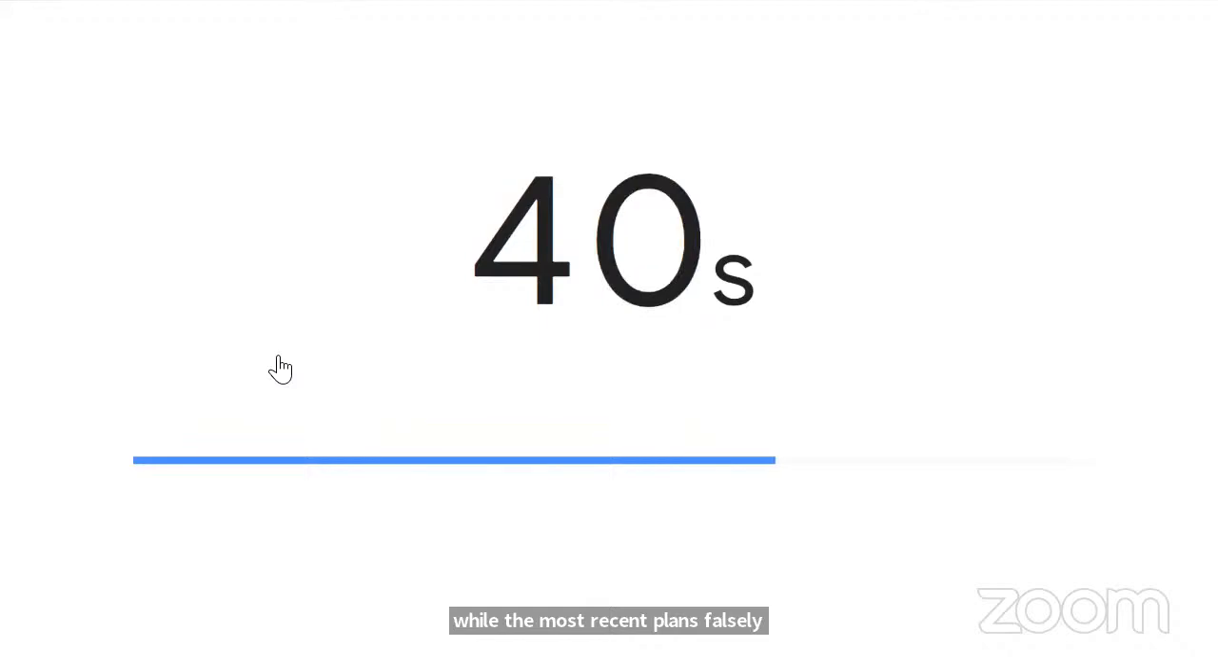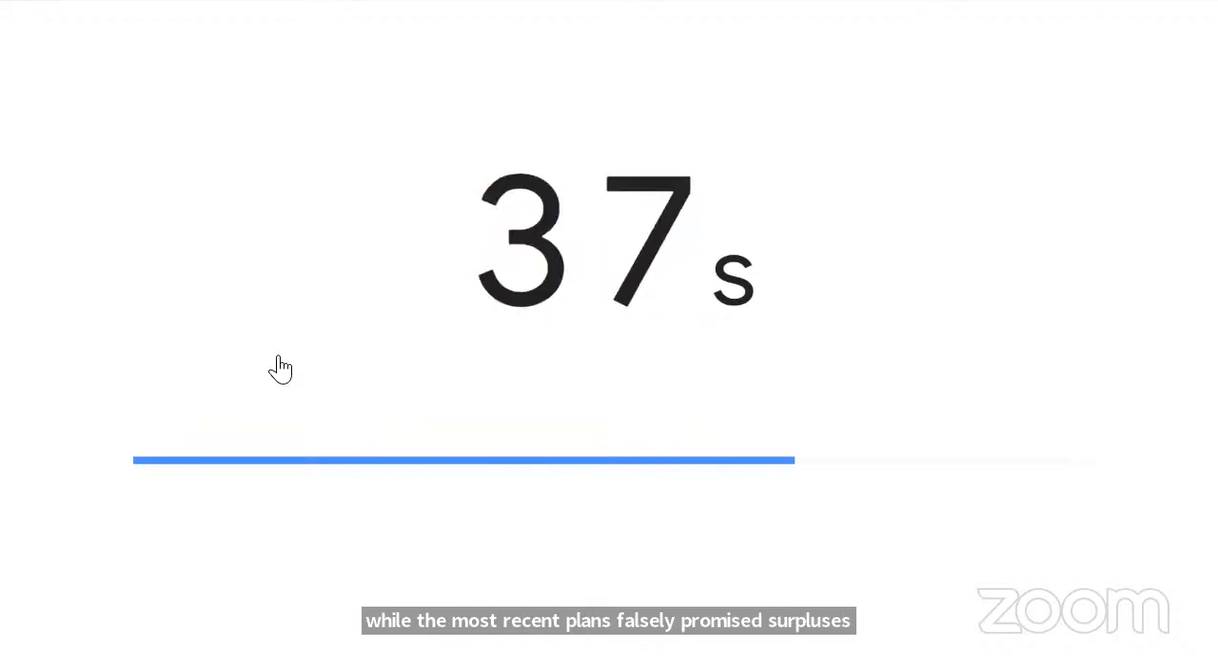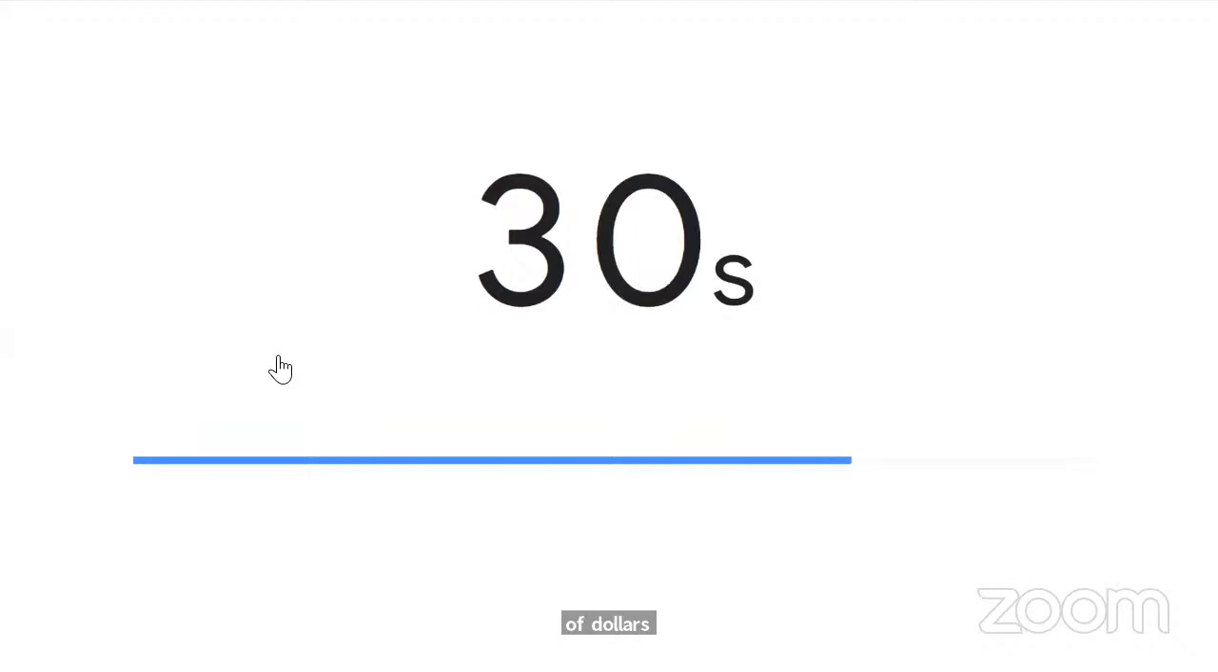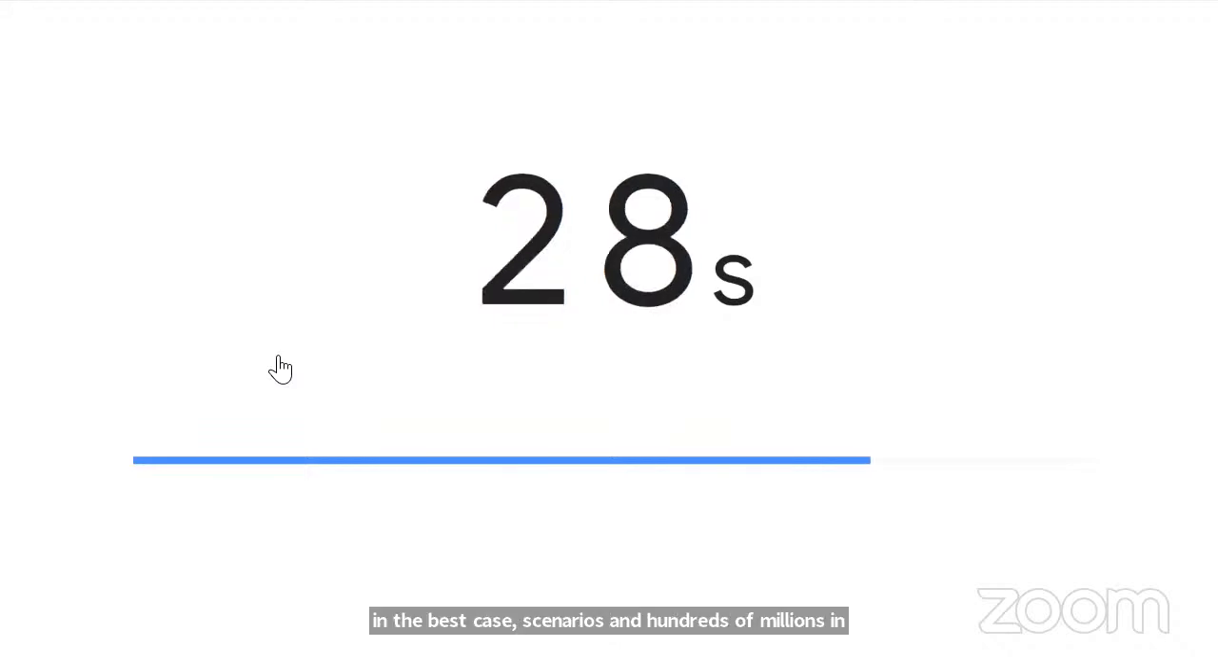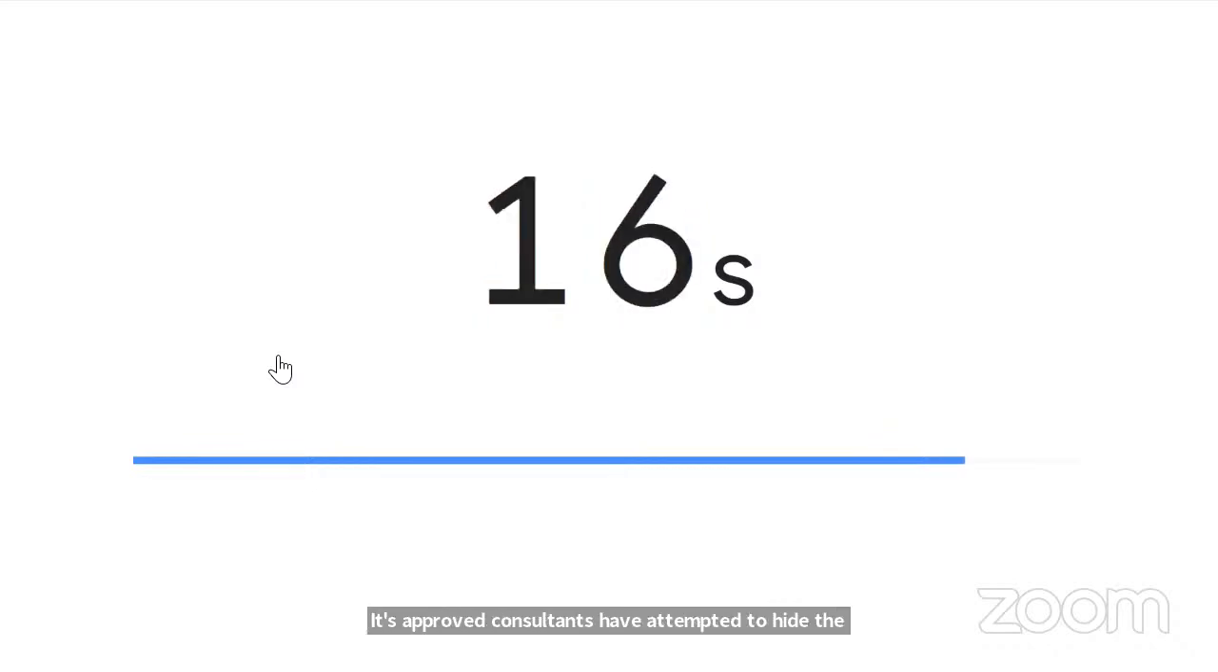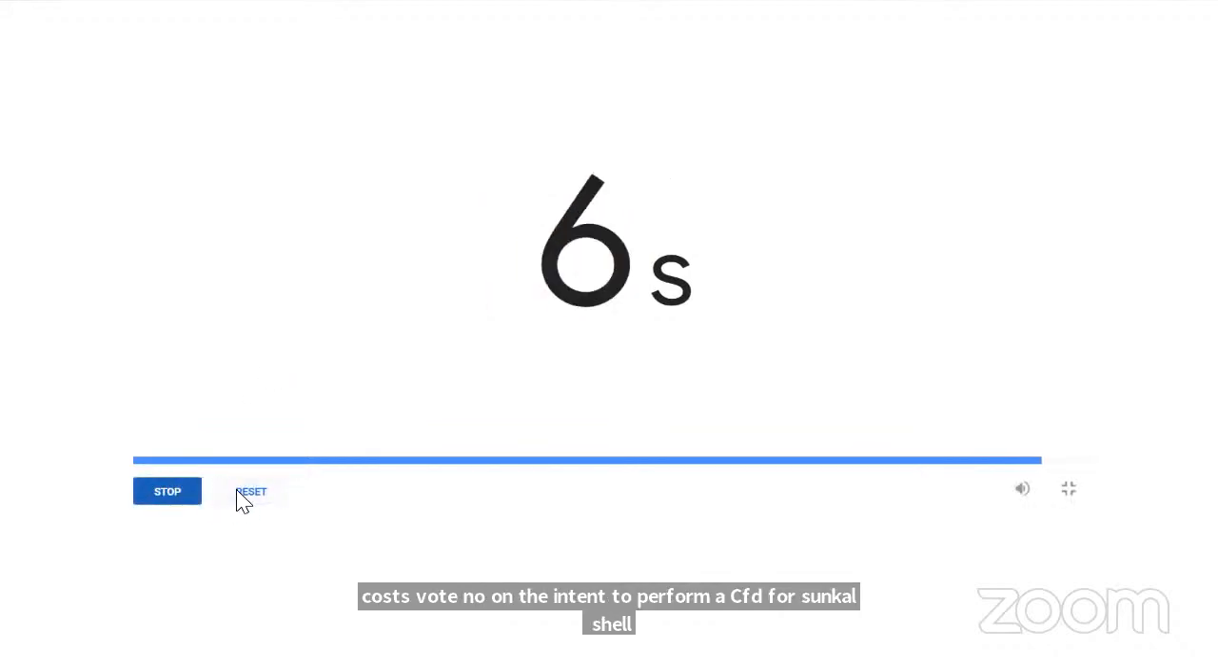According to 3 independent analyses, the SunCal plan will cost our general fund tens of millions of dollars in the best case scenarios and hundreds of millions in the worst, and could bankrupt the city. SunCal has not met its promise of no risk to our general fund, nor even honest business dealing. Its approved consultants have attempted to hide the general fund impacts and long-term multi-generational costs. Vote no on the intent to form a CFD for SunCal's shell game. Thank you. The next speaker is Linda Klein.